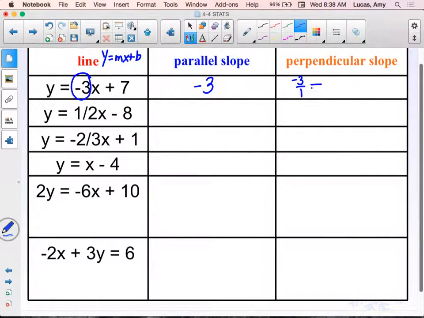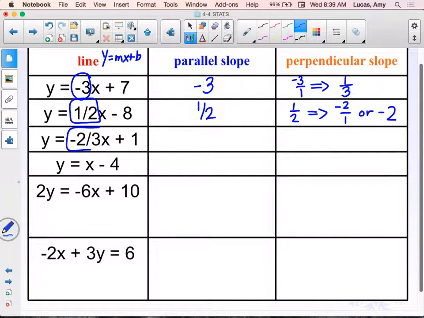So in order to do that, I'm putting a 1 under my -3, then I flip it over, and change the sign to a positive. So -3 is -3 over 1. I flip it and change the sign. Next one, my slope is 1/2. Keep it the same. Flip it and change the sign. So -2 over 1, which is just -2.